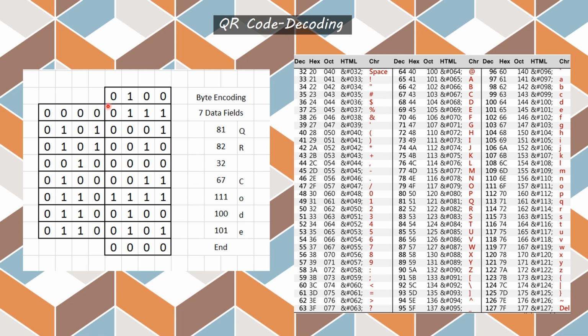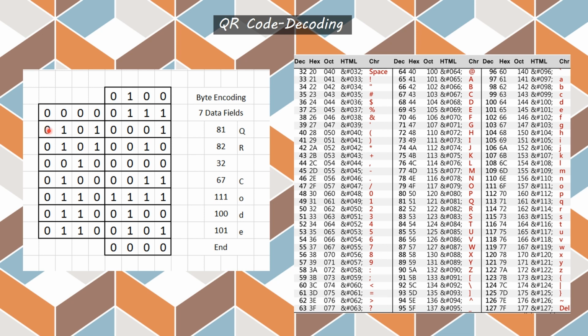So this is our encoding mode, and this tells us the number of data fields. And then this one's our first data block, this one's second, this one's third, fourth, fifth, sixth, and seventh, and finally we have our terminator block. Now what we do is we convert the binary information to the decimal form.